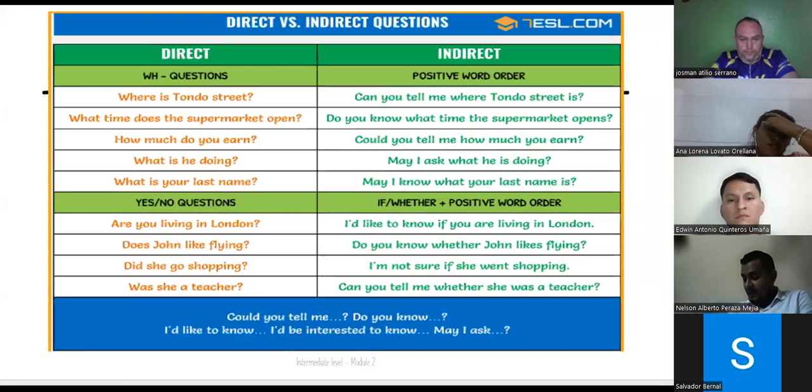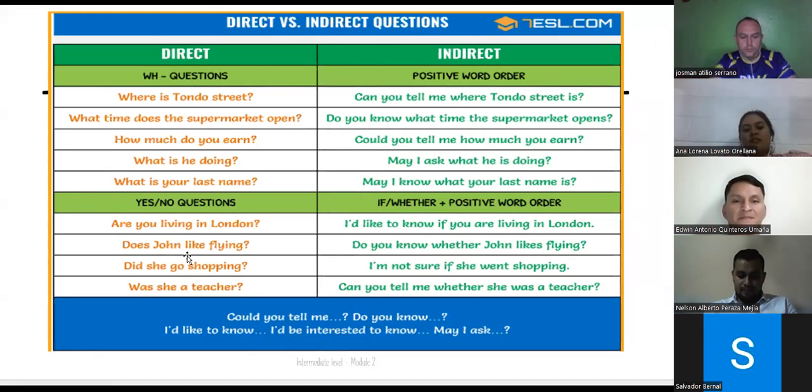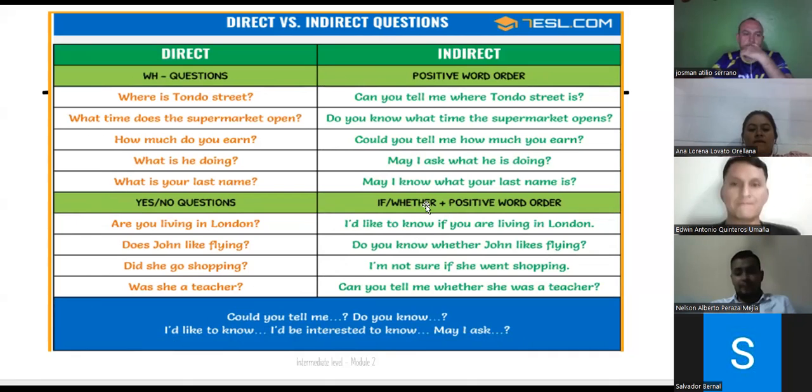Now, I just want to show you some examples. And here we are just in a way to see this in comparison, because we have the direct question and the indirect question. The yes/no questions that we saw yesterday, they just add an introductory phrase that could be: could you tell me, do you know, I'd like to know, I'd be interested to know, may I ask? And we use if, or we use whether as a conjunction. And then we write a positive word order.